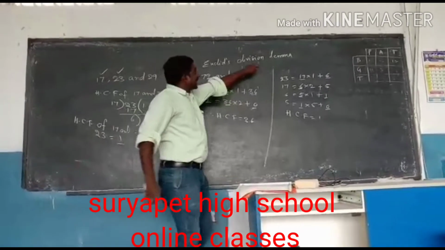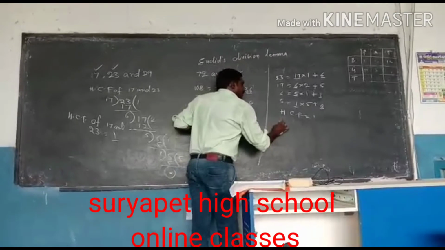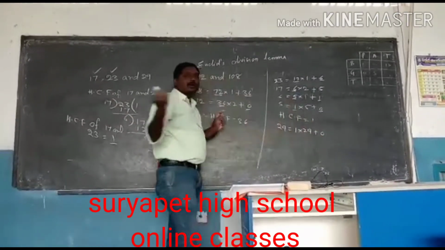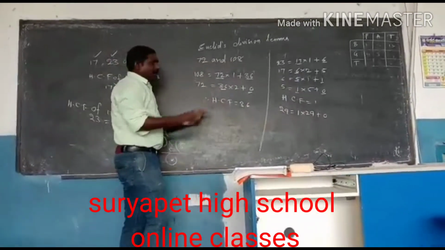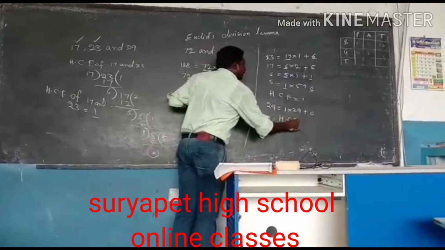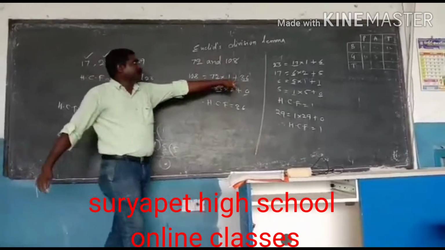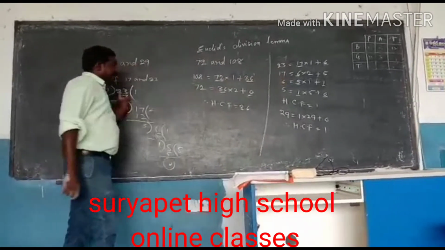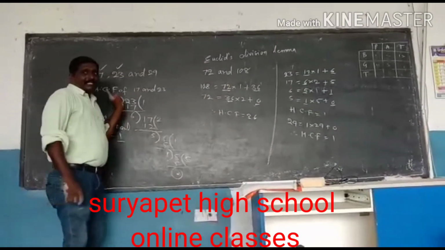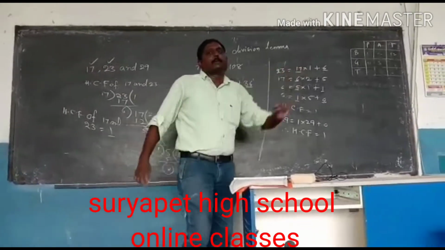Using this HCF answer, again you want to take the other value, that is 29. 29 is equal to 1 into 29 plus remainder 0. We get the remainder 0, so no need to follow again. So what is the HCF again? HCF is equal to 1. This is the method of Euclid's division lemma. Before I say Euclid's, this is not the Euclid's division algorithm method. This is HCF by using the division method, and this is Euclid's division lemma procedure.